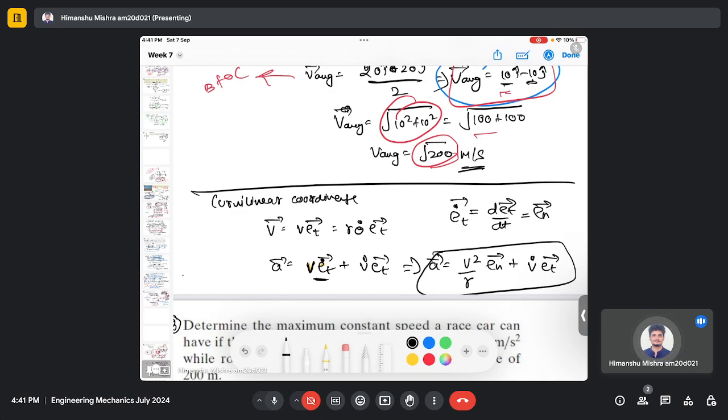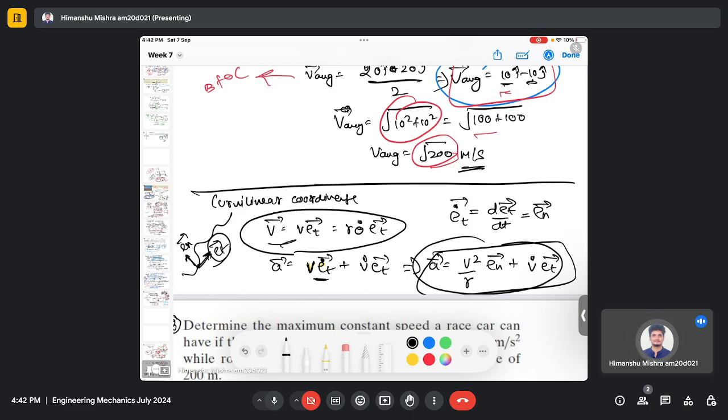So here I am talking about the curvilinear coordinate. If this is my point, this is my velocity vector in the tangential direction, which means the tangent to this curve, and this is the normal direction. Along the tangential direction I am defining my velocity vector, but the acceleration has two components, one along the normal direction and one along the tangential direction. So we will be using this expression to find the variable.